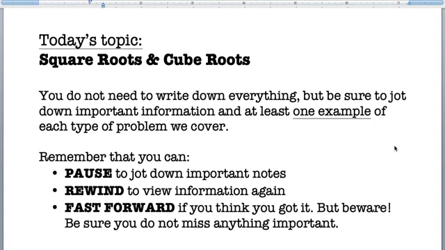Before we begin, friendly reminder: you do not need to write down everything, but be sure to jot down important information and at least one example of each type of problem we cover. Remember that you can also utilize your pause, rewind, and fast forward buttons. Pause to jot down important information, rewind to go back and review information again, and fast forward if you think you got it already. But be careful. Be sure you don't miss out on anything important. So let's begin.